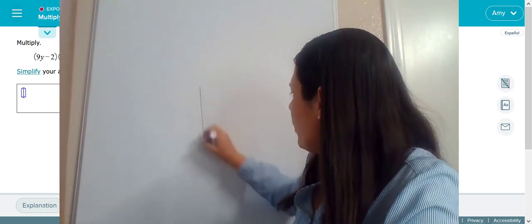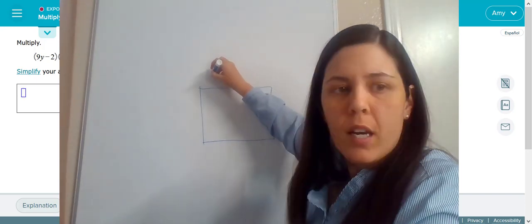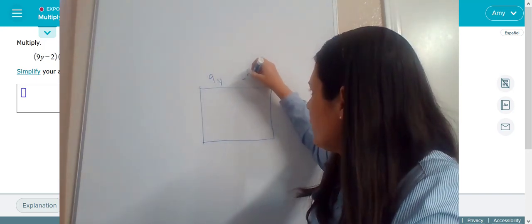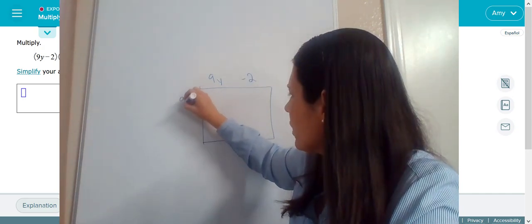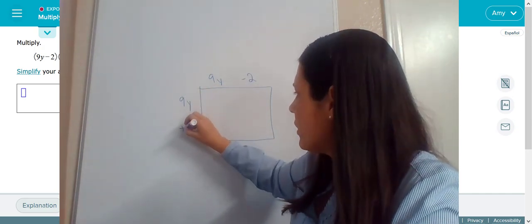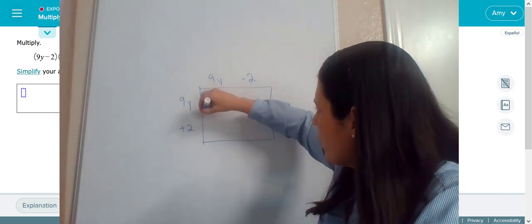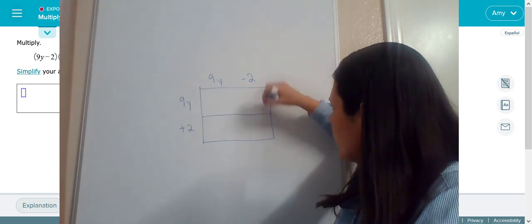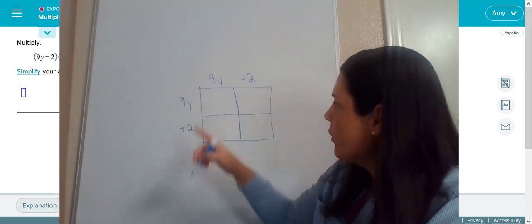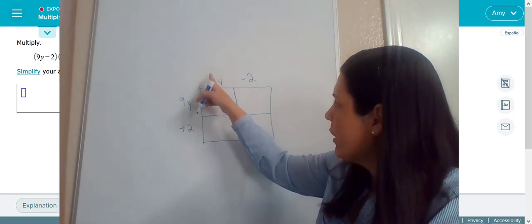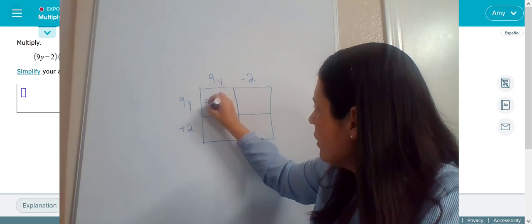One of our binomials I'm going to put on the top of the box. So we have 9y minus 2. And the other factor, the other binomial, I'm going to put on the side of the box. 9y plus 2. And so we have 2 terms times 2 terms. So the box, because 2 times 2 is 4, has 4 little squares in it. And then all you do with this box method is you multiply column times row. So 9 times 9 is 81.